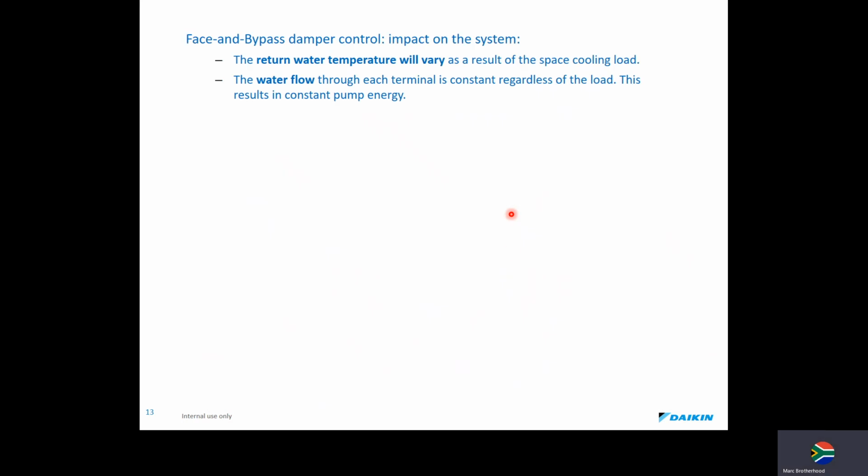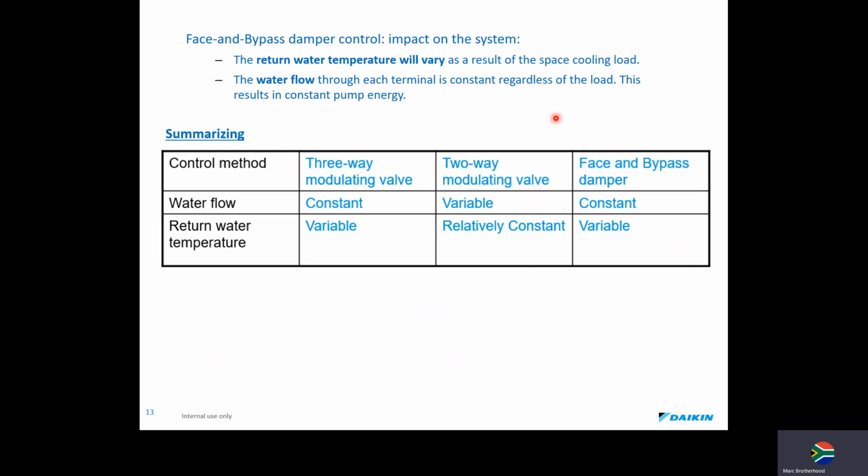So face and bypass damper control, what's the impact on the system? The return water temperature will vary as a result of the space cooling load, and the water flow through each terminal is constant regardless of the load. This results in obviously using more pump energy.